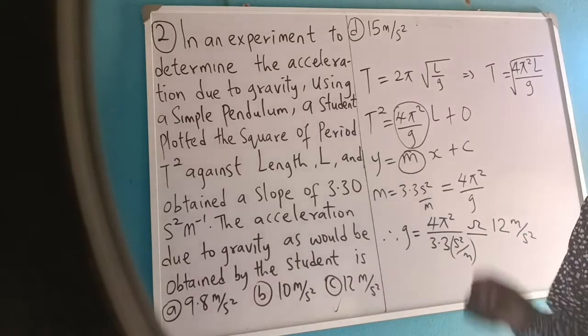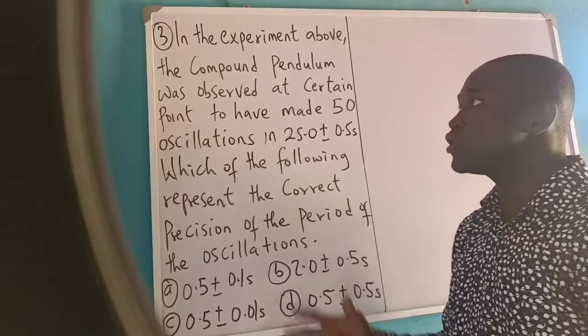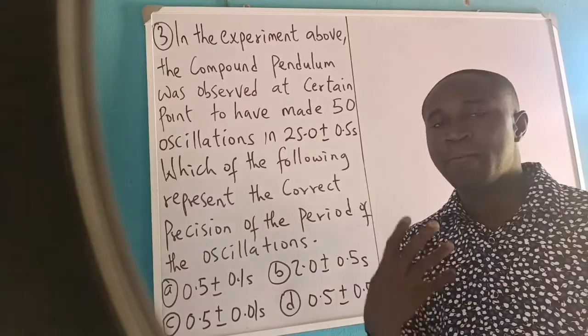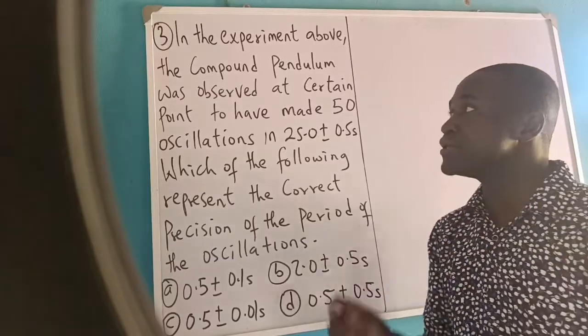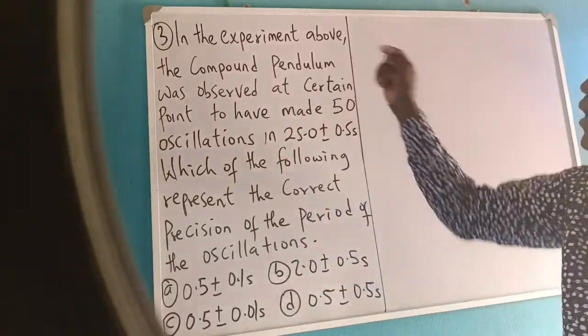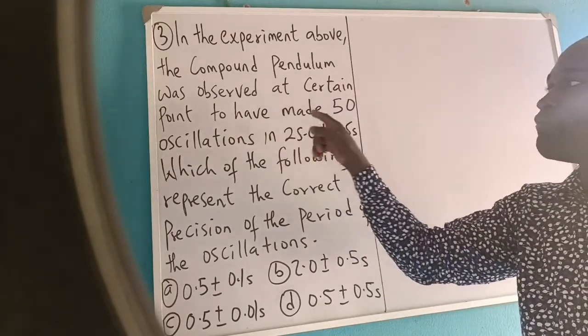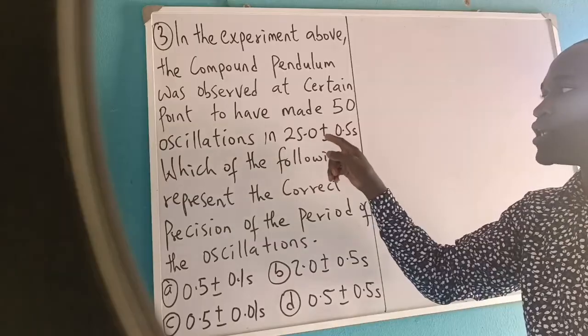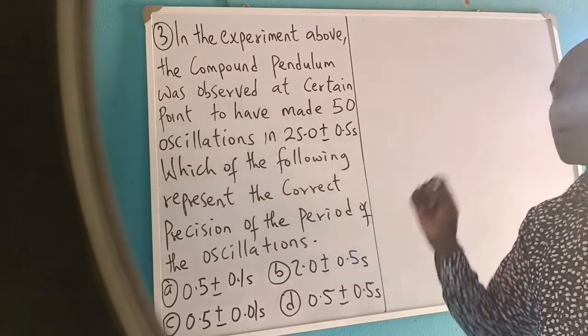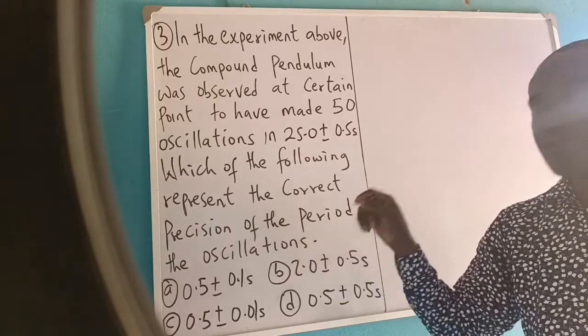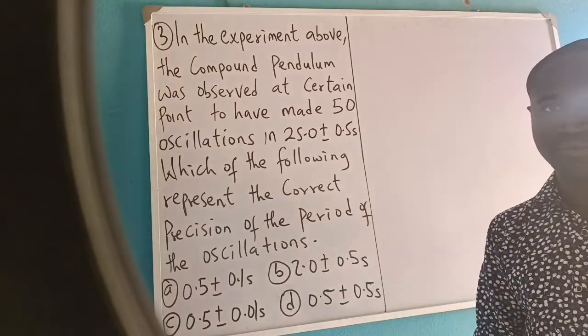Let's go to question number 3. I want to use question 3 and question 4 to discuss the compound pendulum experiment again. Yes, in the experiment above, the compound pendulum was observed at a certain point to have made 50 oscillations in 25.0 plus or minus 0.5 seconds. Which of the following represents the correct precision of the period of the oscillation?